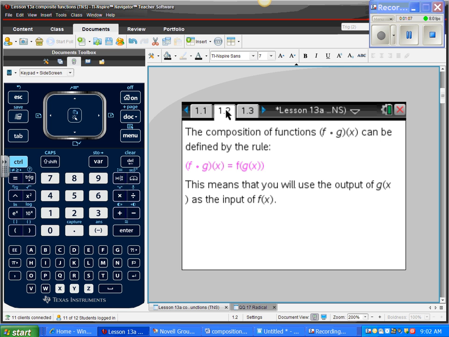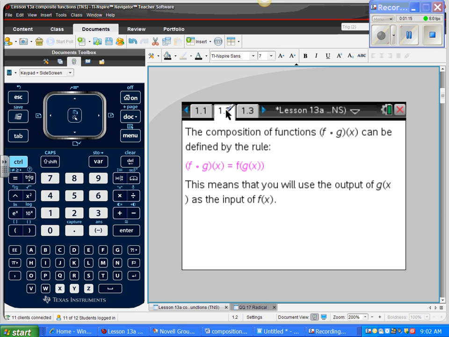composition of functions. We have some funky notation that we haven't seen before, but we have two ways of writing the composition of two functions. Now, repeat after me. F of G of X. Repeat after me. F of G of X. Did I say it any differently? Okay, so the two notations are exactly the same. They have the same meaning, they just look different.